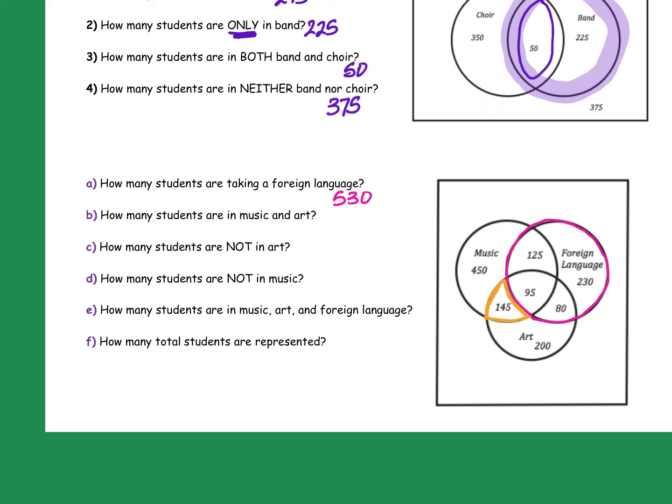So how many students is that? The 450 are only taking music, they're not taking art. So it would be 145. Yes, 145. I wouldn't add the 95 in there, because that's music, art, and foreign language. So the 95 and 125, is that both or all three? The 80 would be foreign language and art, yes, because that's where the circles overlap. Does that make sense?